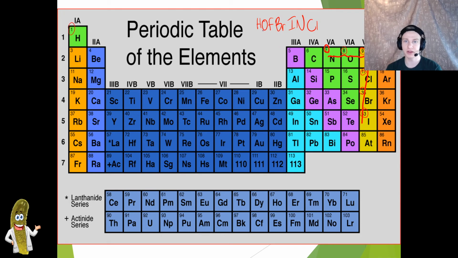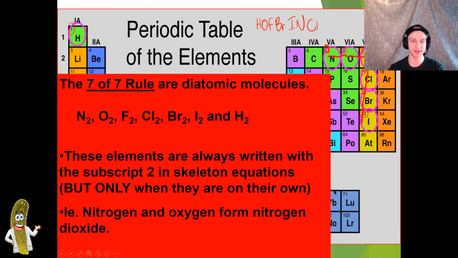So you can remember Hofbrinkel, or you can remember the 7 of 7 rule. Either one is fine. And again, what that is showing us is the diatomic elements. So those elements are always written with the subscript 2 in skeleton equations, but only when they're on their own. So for example, if we had H2O, we do not need to put a 2 beside this oxygen here. It is not by itself. It's only when those elements are by themselves that they get the little 2 beside them.